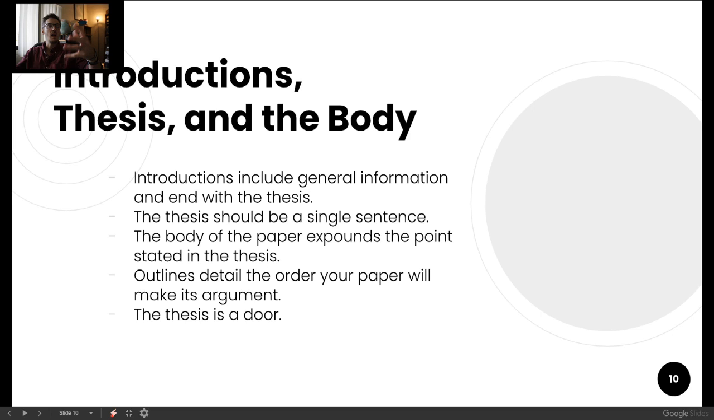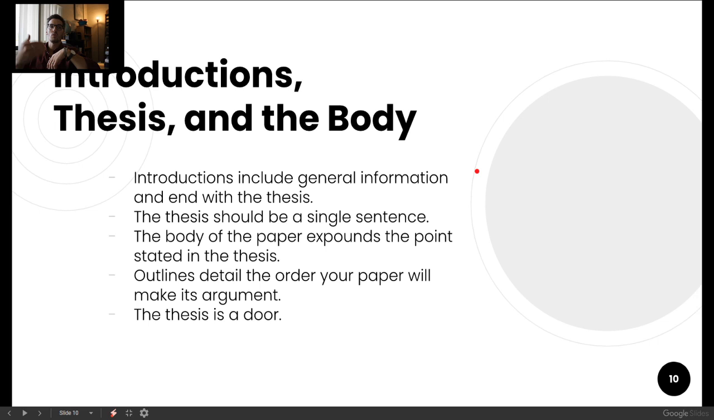Outlines detail the order your paper will make its argument. So outlines are going to lay out in what order you make your argument. And that order needs to be logical.